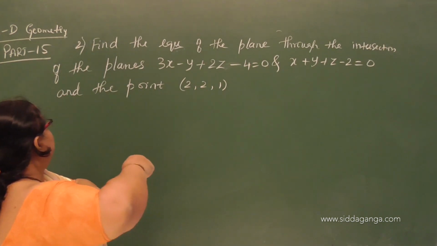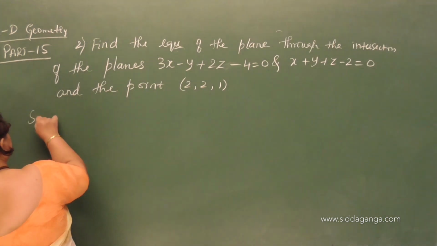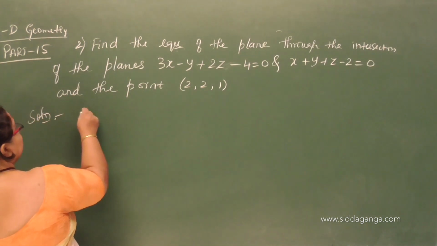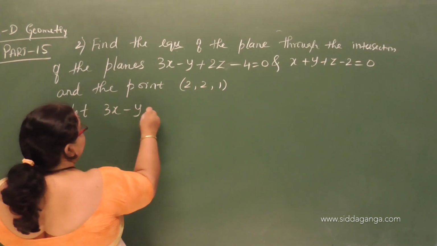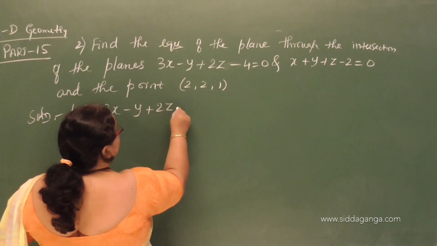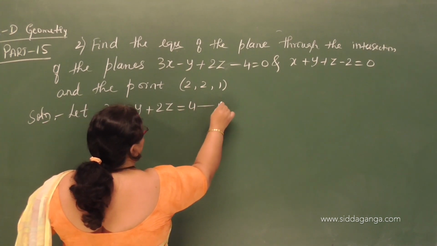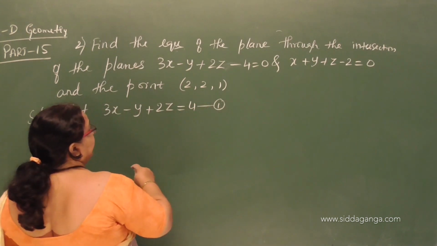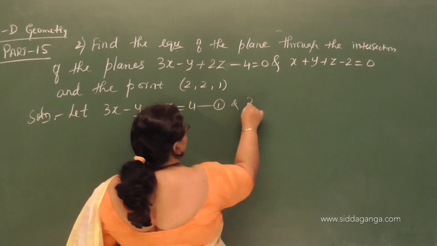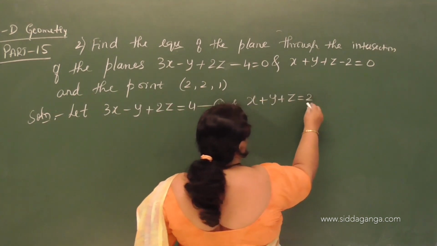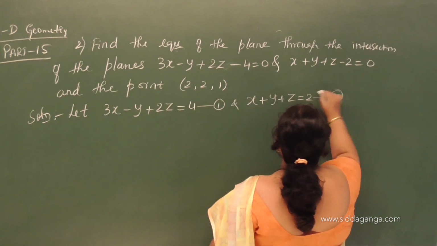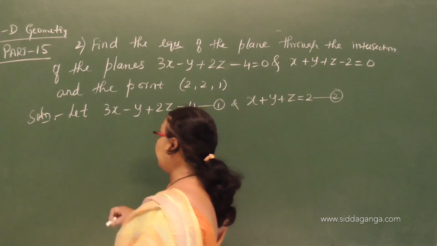So here is the solution. Let 3x minus y plus 2z equal to 4 be equation 1, and x plus y plus z equal to 2, take this as equation 2.